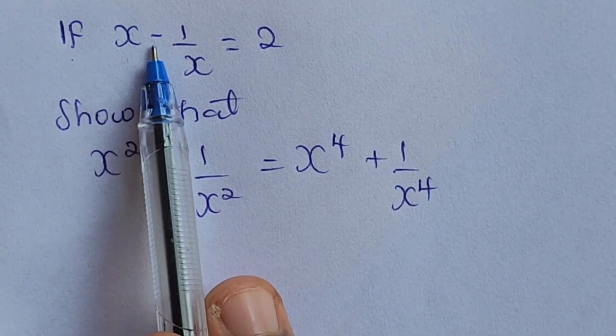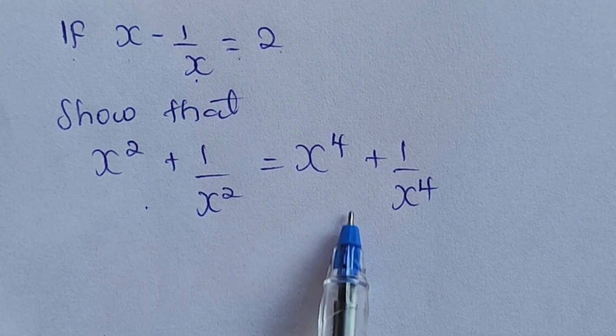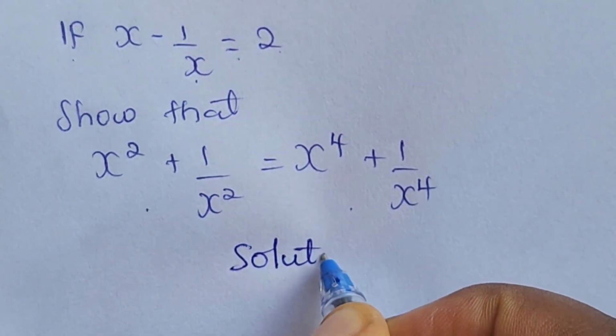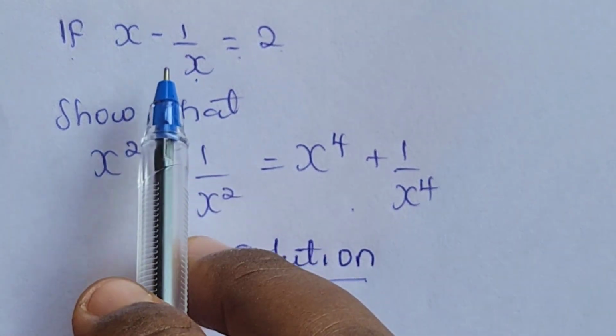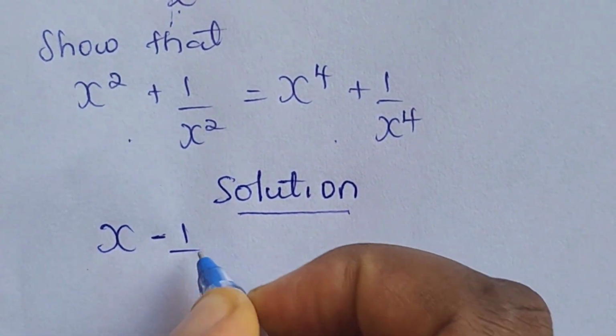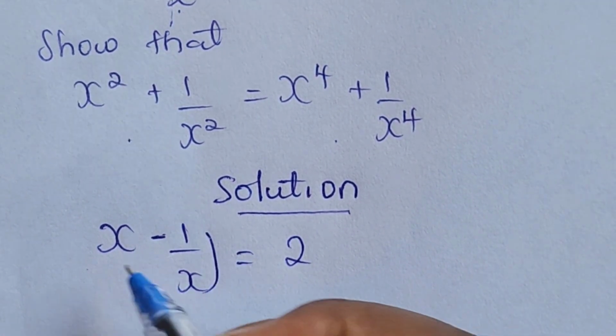So we have that x minus 1 over x is equal to 2, and we want to show that this is equal to this. So we'll be starting with the known equation. We have that x minus 1 over x is equal to 2. So let's square both sides.